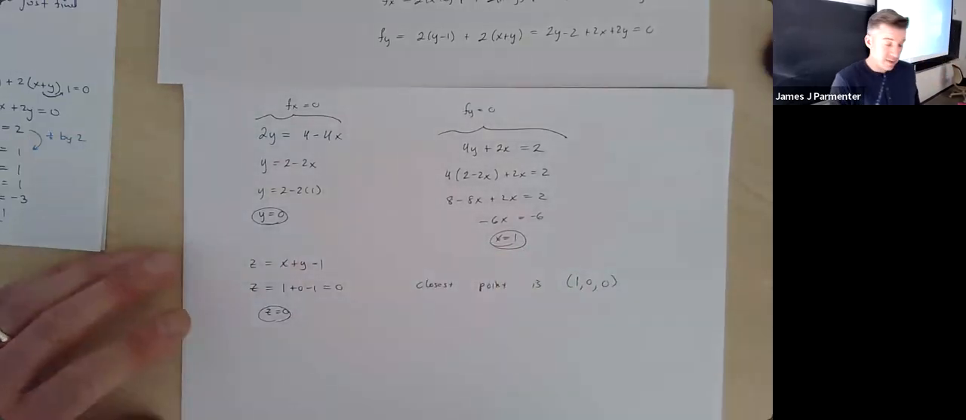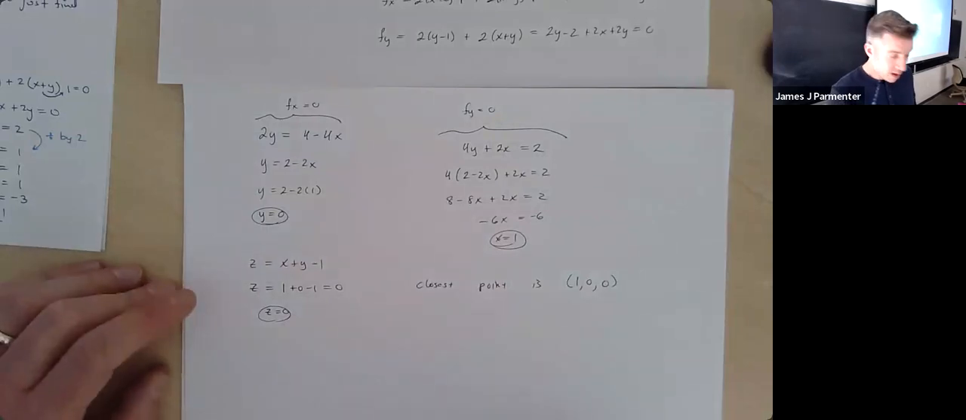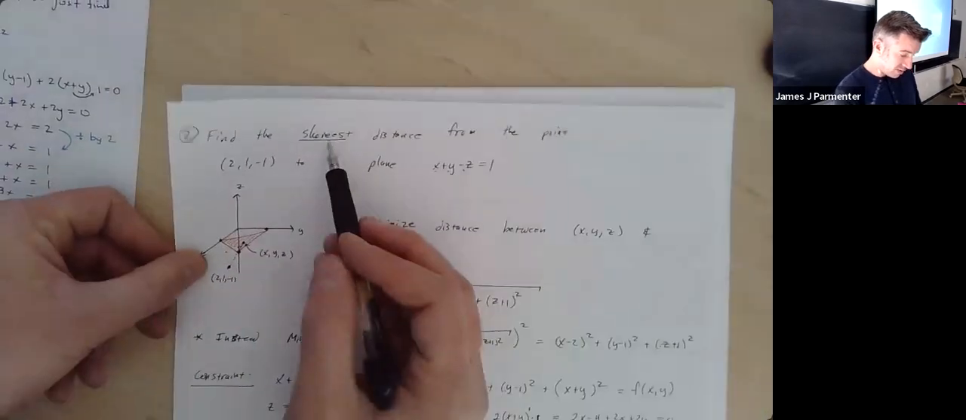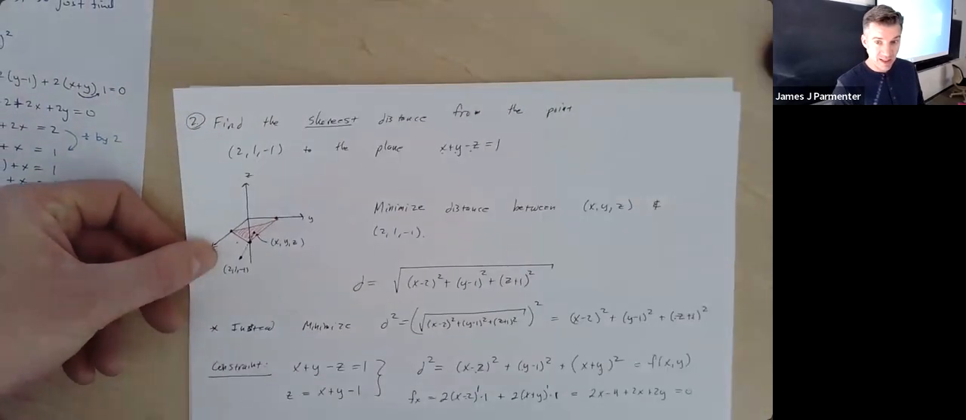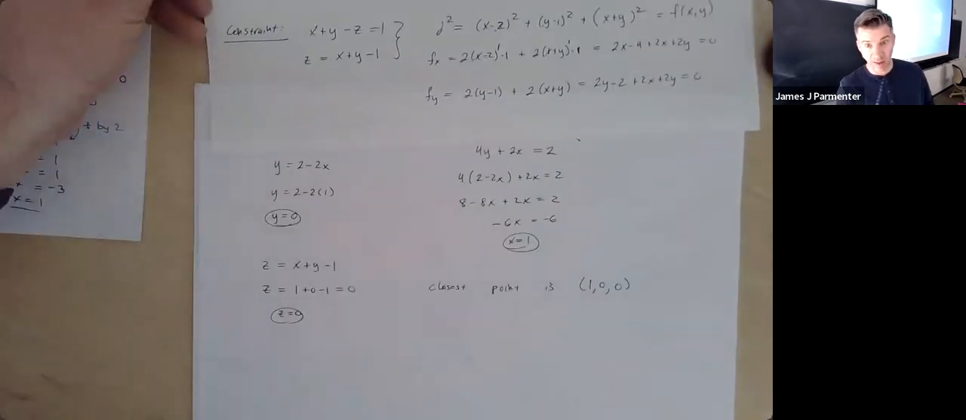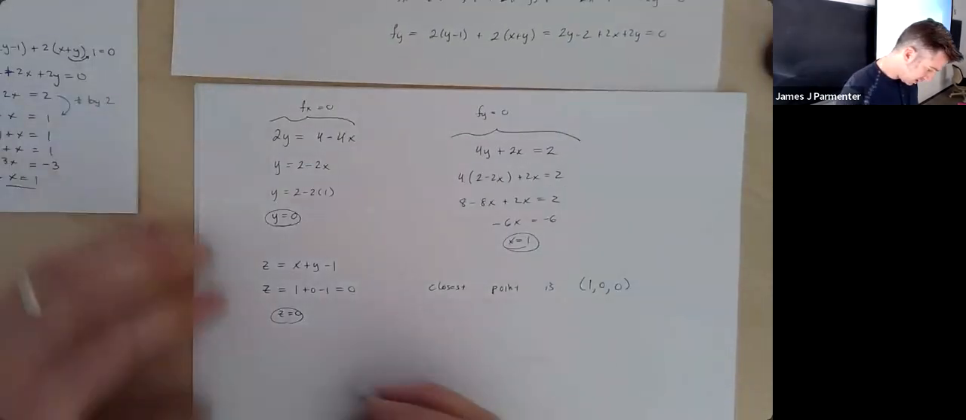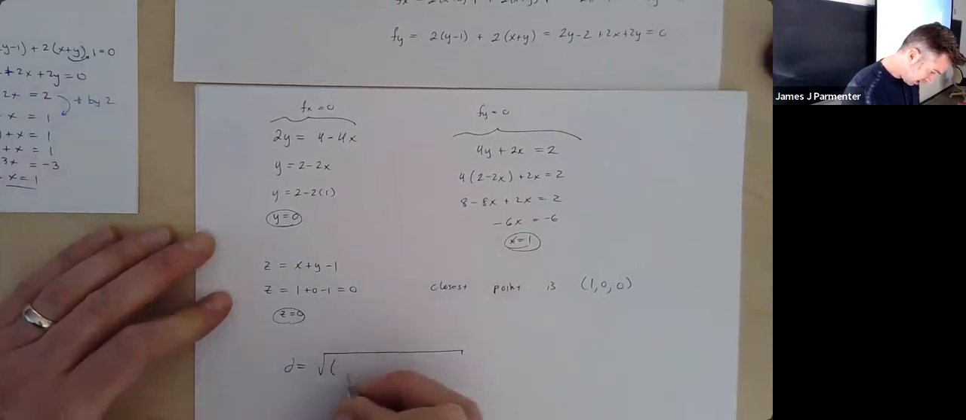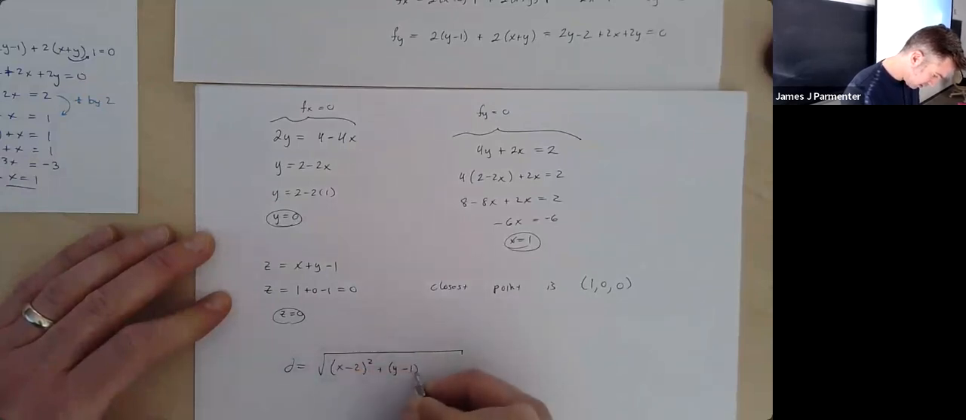So the x-intercept happens to be the closest point to the point 2, 1, negative 1. And more importantly, to answer the question that was asked, which is to find the shortest distance, we're just going to take those points and plug them into this distance formula here. Not the distance squared, because they asked for the distance. So the distance is going to equal the square root of x minus 2 squared plus y minus 1 squared, plus z plus 1 squared.